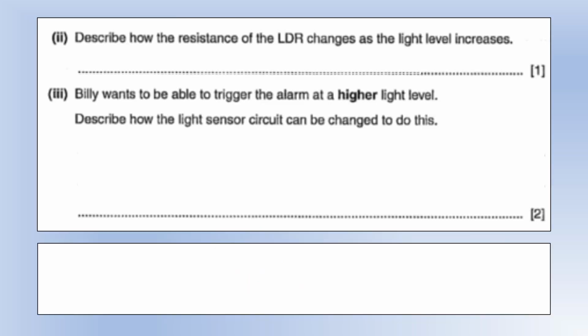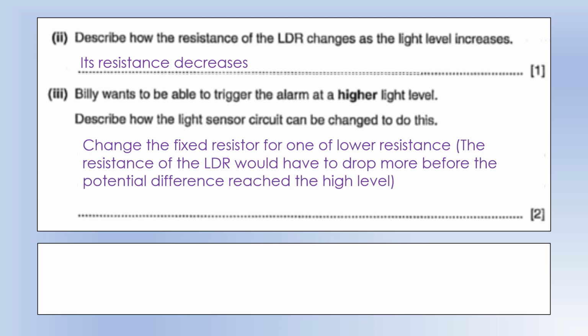Describe how the resistance of the LDR changes when the light level increases. Well, its resistance decreases. Billy wants to be able to trigger the alarm at a higher light level. Describe how the light sensor circuit can be changed to do this. Well, you change the fixed resistor for one of low resistance. So we're not changing the LDR, we're changing the other resistor.